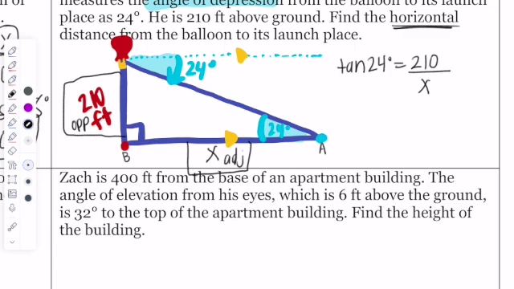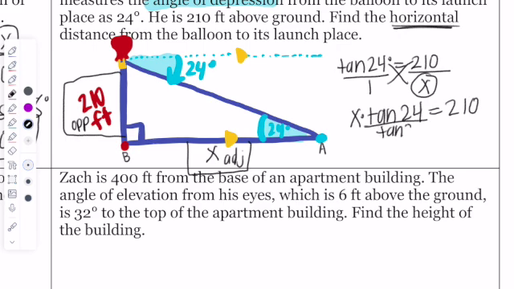So we're going to cross multiply. We're going to put this over 1 and cross multiply. Unfortunately, this is where x is going to be attached to the tangent of 24, so we know ultimately we're going to end up having to divide. 1 times 210 is 210, and then we divide by the tangent of 24 to move it to the other side to get x by itself. So let's see how far away this person is going to have to drive to be under that balloon. 210 divided by the tangent of 24.